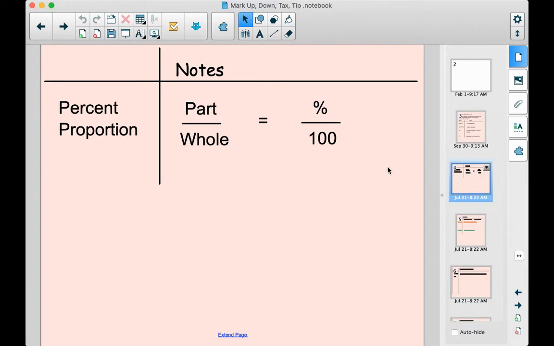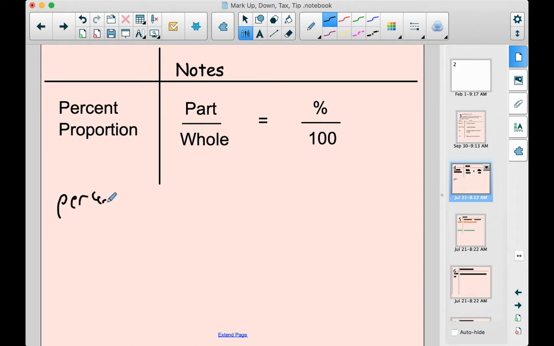Okay, so the percent proportion is something we can certainly use as we go through this. We can also use the percent equation. If you remember, after we learned them both, I said you could choose whichever one you like, whichever one you think is easier. So let's remember what the percent equation looks like. Very similar. A percent equation is part equals percent times whole. And in this case, the percent is written as a decimal.